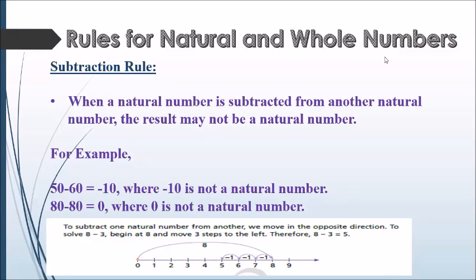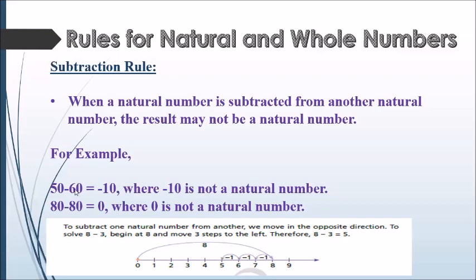So in addition, we saw that the closure property is there, that when you add natural numbers, the answer is a natural number, and when you add whole numbers, the answer is a whole number. So that is called the closure property of addition. But in subtraction, the closure property is not valid. The closure property does not apply. So the closure property is not available in subtraction. Why? Look at the example.